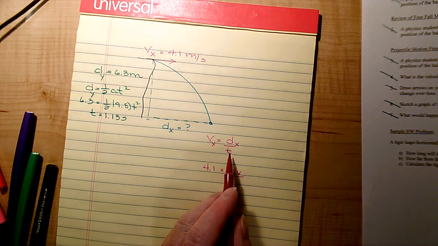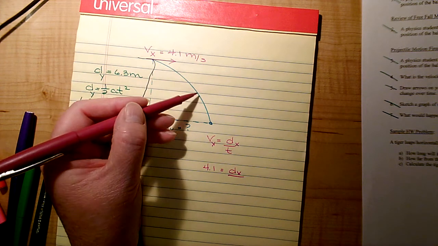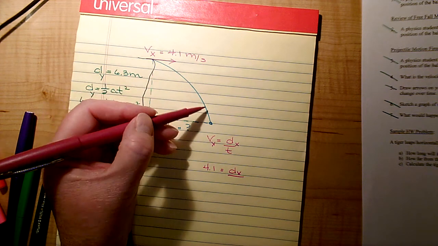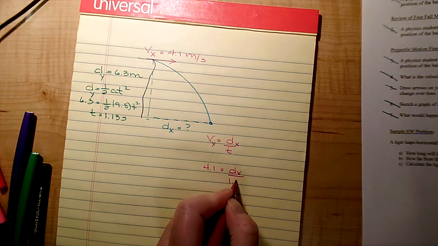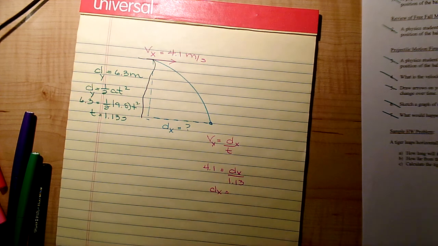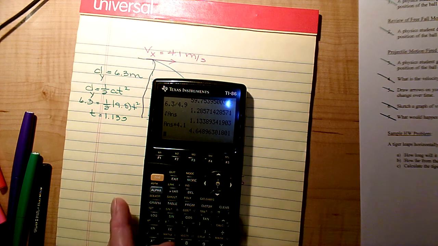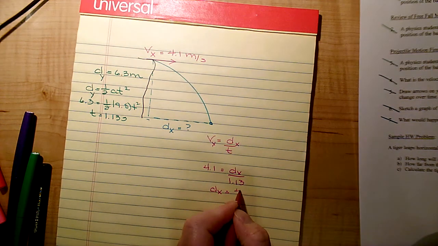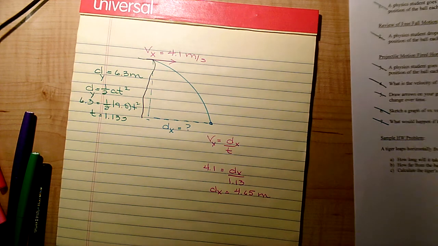And then the question is, how long is he in the air? How long is he arcing over? Well, we know that the time to arc is equal to the time to drop, so that's 1.13. So how far over does he go? That's going to be 4.1 times 1.13, which is 4.65 meters. I hope I didn't make any algebra mistakes.